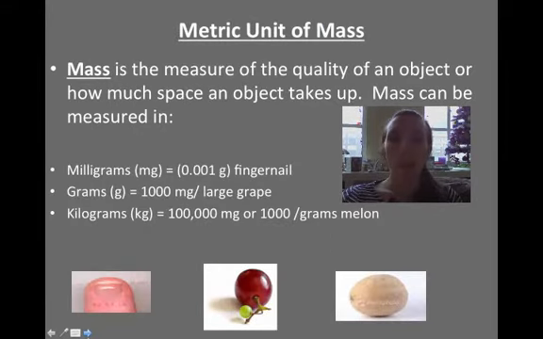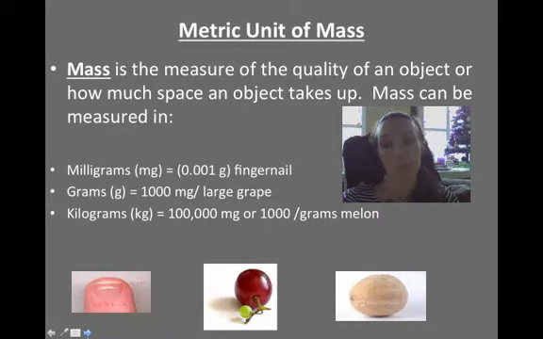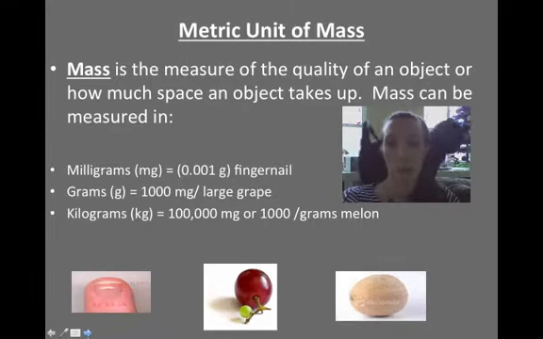Okay? Alright, so metric units of mass. So those were all customary. Ounces, pounds, and tons are all customary units of weight. When we talk about the metric system, it gets a little bit confusing because we start talking about mass. And for your purposes, you really don't need to know the difference for these two. Just understand that mass is the measure of the quality of an object or how much space an object takes up.